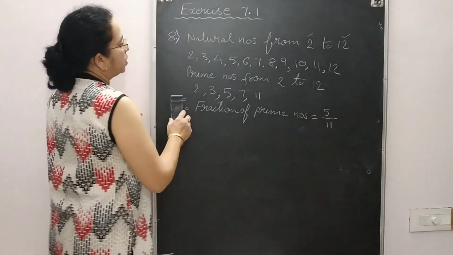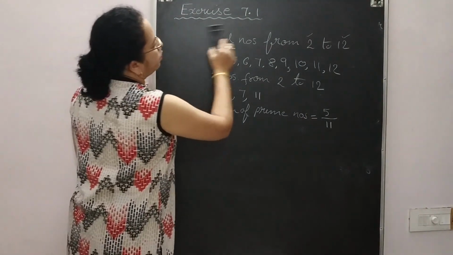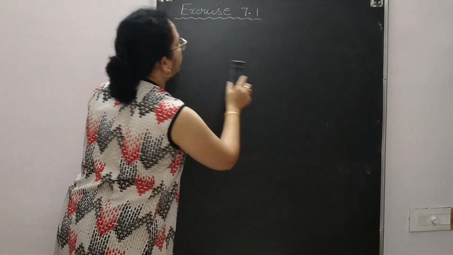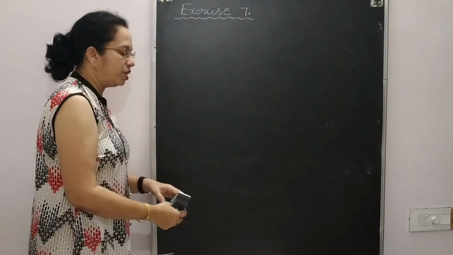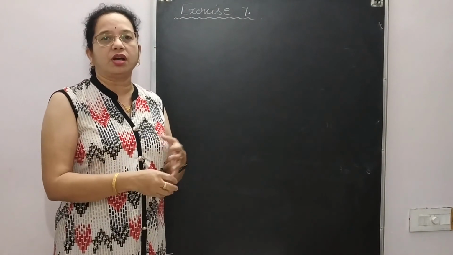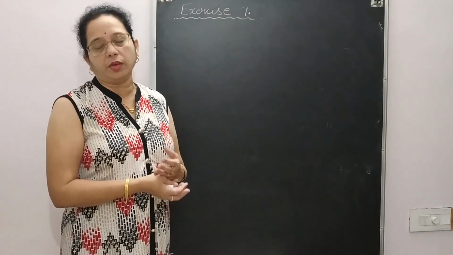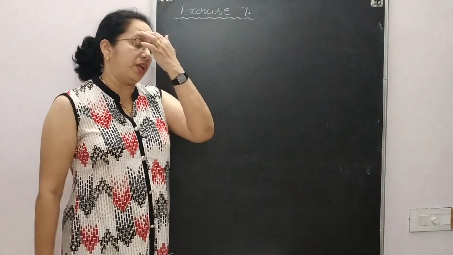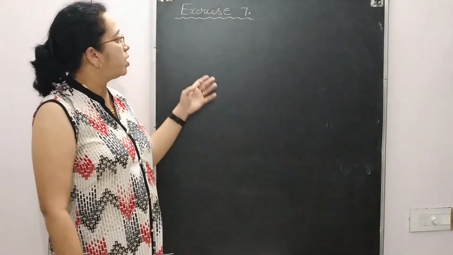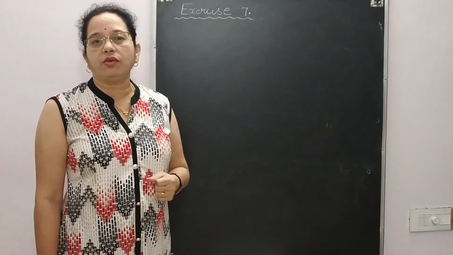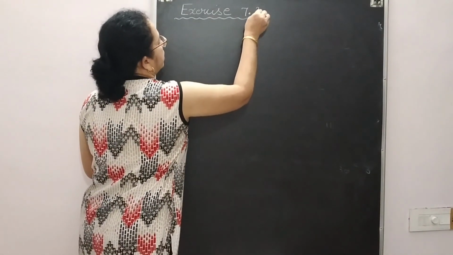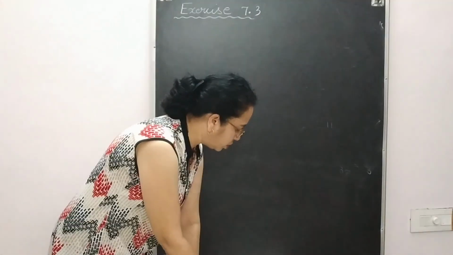Now we will go to the next exercise, exercise 7.2. All the questions of 7.2 I have already discussed when I was taking the topic how to convert into mixed fraction, how to convert into improper fraction, how to convert into like fractions. So already I have taken many examples to explain that. So I don't think 7.2 is difficult for you. So let us go for the next exercise, exercise 7.3. Just give me a second to turn over the pages.